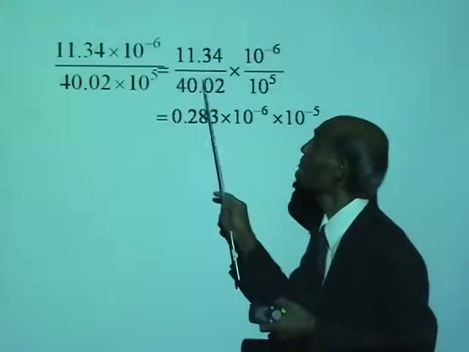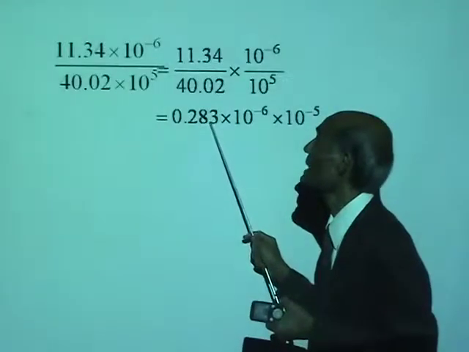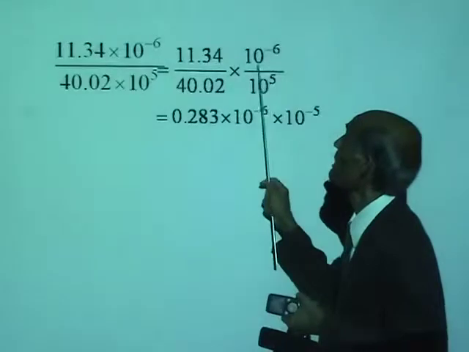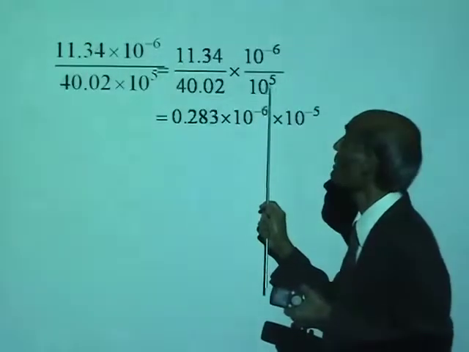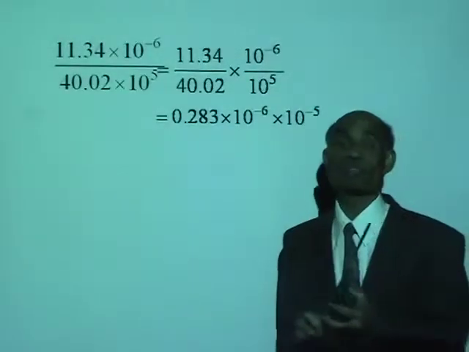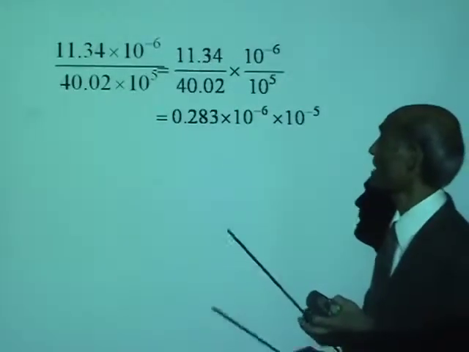So I did this calculation. I got 0.283 and multiplied by 10 to the power of negative 6, and then I moved this 10 to the power of 5 to the numerator. I got 10 to the power of negative 5. Okay, what is the next step?